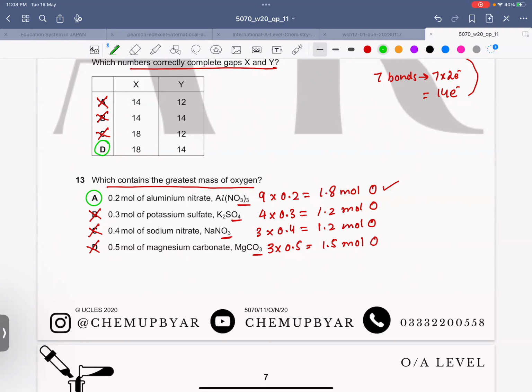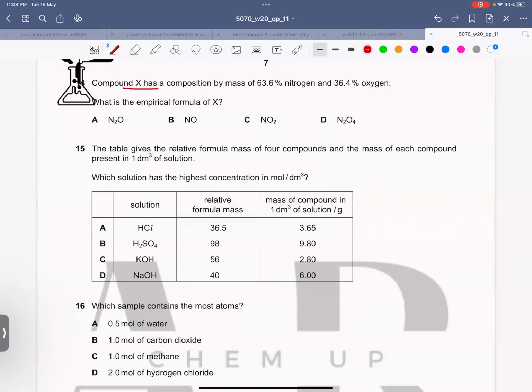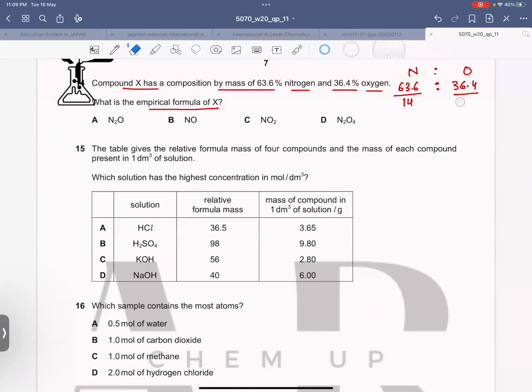Okay. Now, question number 14. Compound X has a composition by mass of 63.6% nitrogen and 36.4% oxygen. What is the empirical formula of X? Okay, so if we work on nitrogen and oxygen, 63.6 is to 36.4. The relative atomic mass of nitrogen is 14 and the relative atomic mass of oxygen is 16.